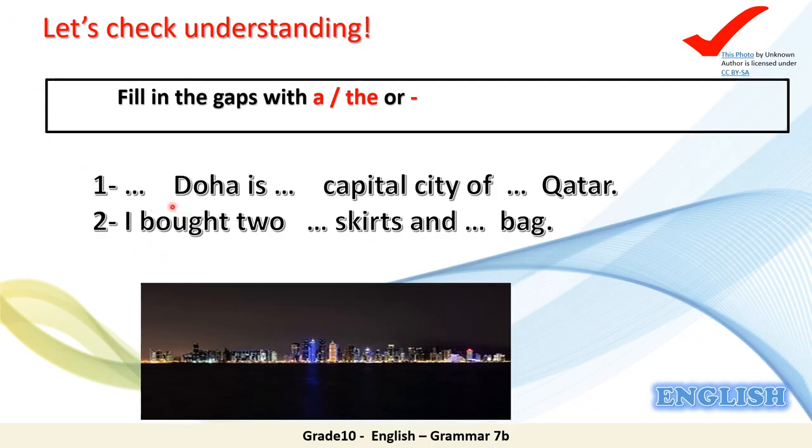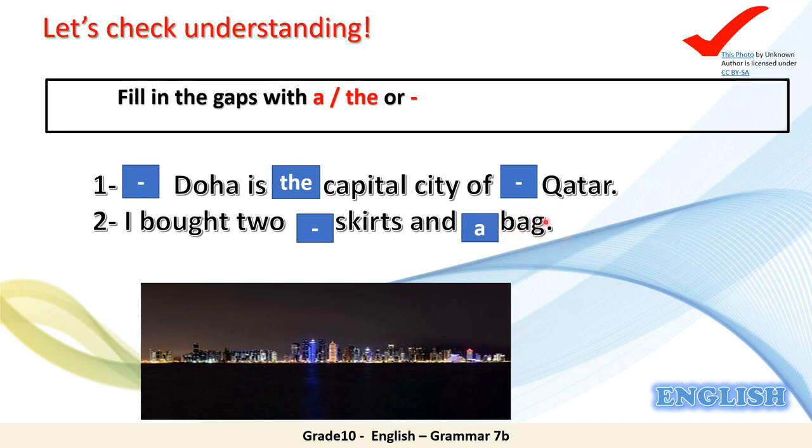What comes before the word Doha? That's right, it's a zero article. Do you know why? Because it's a city. We don't use articles before cities. Doha is the capital city of, that's correct, before Qatar, there is no article. I bought 2, that's right, no article. I bought 2 skirts and, that's correct, a bag. The word bag is mentioned for the first time, and also it's a singular one, so I can use a before it.